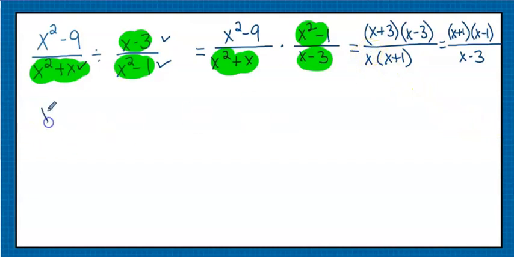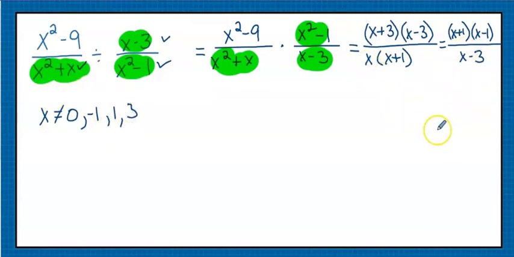X cannot equal 0, because this would be x equals 0. X plus 1 cannot equal 0, so it can't equal negative 1. It can't equal, let's go up here, that's my negative 1. It also can't equal 1. And then down here, it cannot equal 3. So there's my domain restrictions.